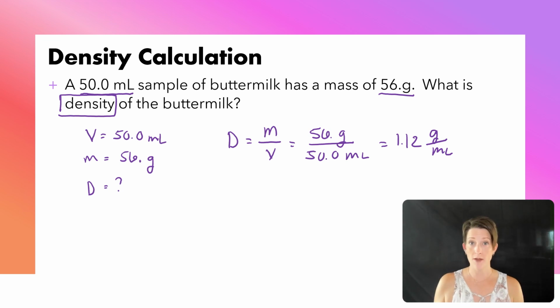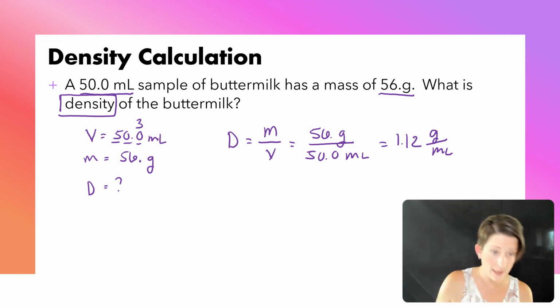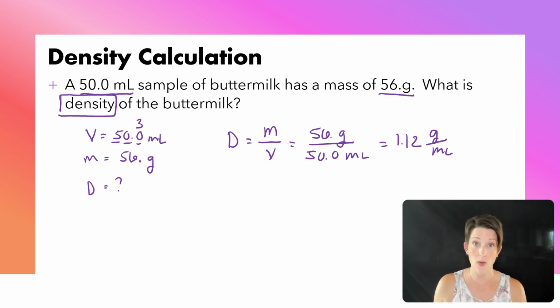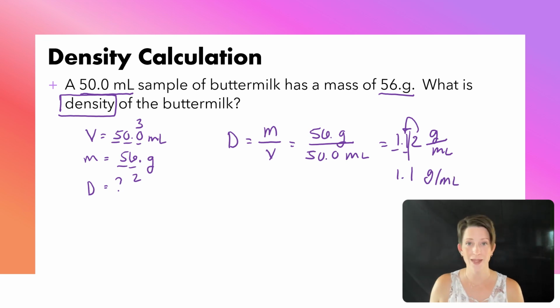So we have two measured values in this problem. We have the volume and we've got our mass. We have 1, 2, 3 sig figs in our volume because each zero is significant. We have 2 significant figures in our mass. So the precision comes down to the mass. Therefore, we can only have 2 sig figs in our final answer because this is a division problem. 1, 2. So we get 1.1 grams per milliliter as our answer.